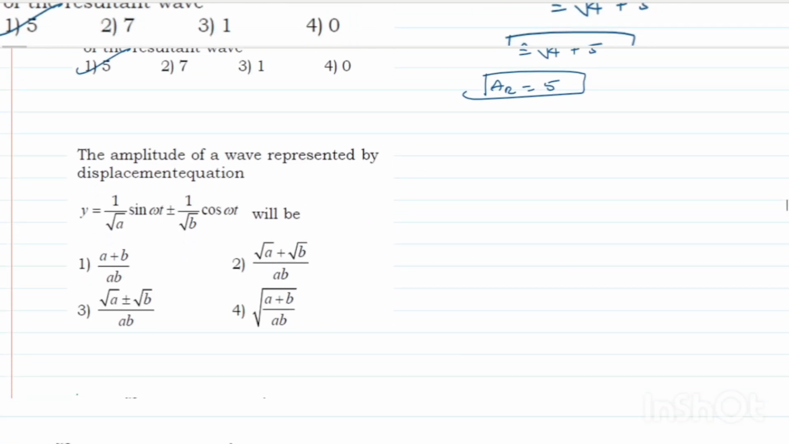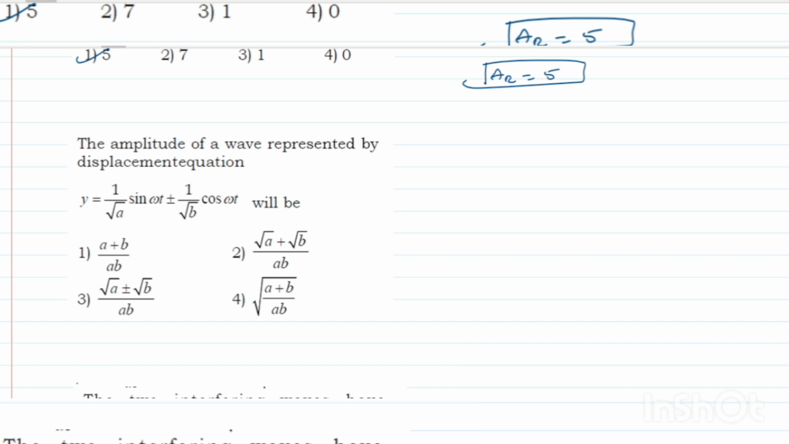Let us see the next question, students. Here the amplitude of the wave represented by the displacement equation is given. y equals 1 by root a into sine omega t, plus or minus 1 by root b into cos omega t. They are asking the amplitude of the resultant wave. This is in the sine form and this is in the cosine form, so we change the cosine form into sine form. I am rewriting this as sine (90 plus theta), so you can write it as sine (omega t plus pi by 2).